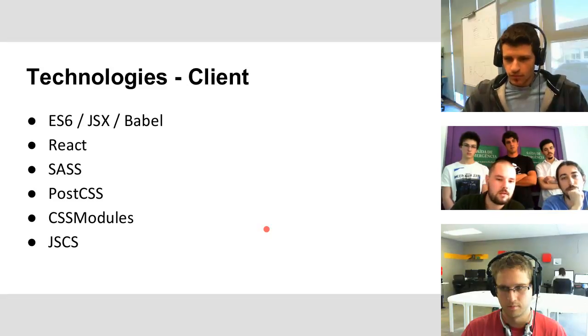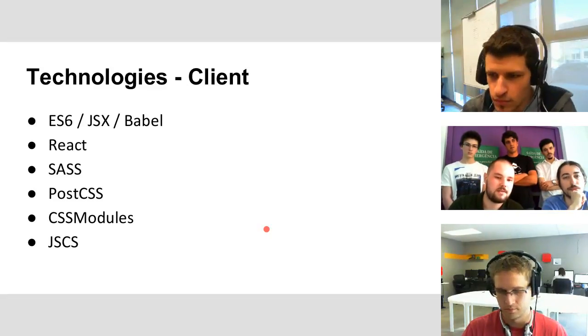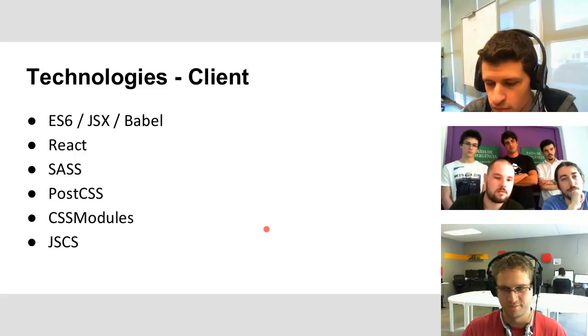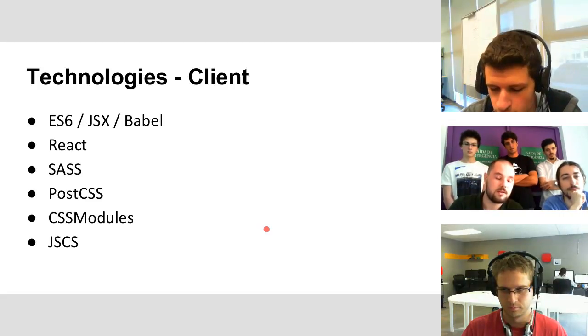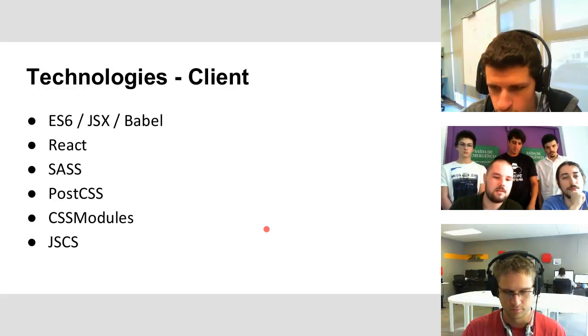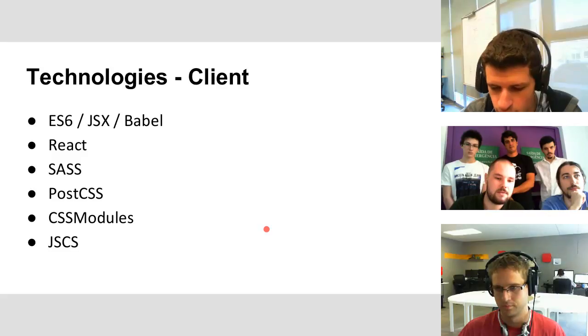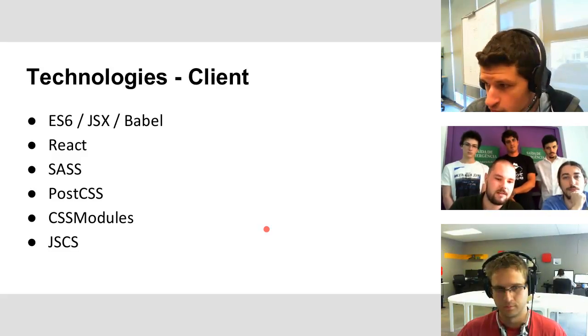On the client, we are using ES6, JSX, and Babel as transpiler. React is our user interface framework, SASS as our CSS preprocessor, PostCSS, CSS modules for CSS modularization, and JSCS for linting.